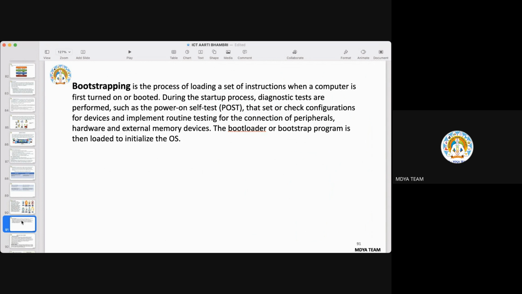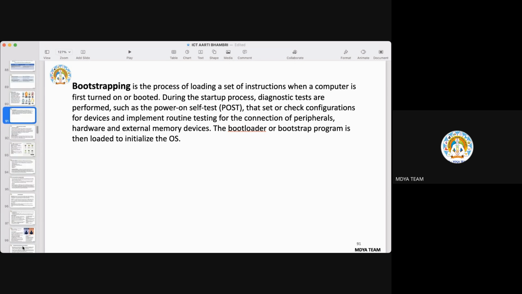So during the startup process, diagnostic tests are performed, such as the POST, that is the power on self test. Again, there are some set of instructions running, and they check and set the configuration for the device, implement the routine setting and testing, and check the connection of the peripheral devices externally connected, whether it is your keyboard, your mouse, some printer, or some scanner. All this checking is done by the bootstrapping software. So bootloader or bootstrap programs then load and initialize your operating system.